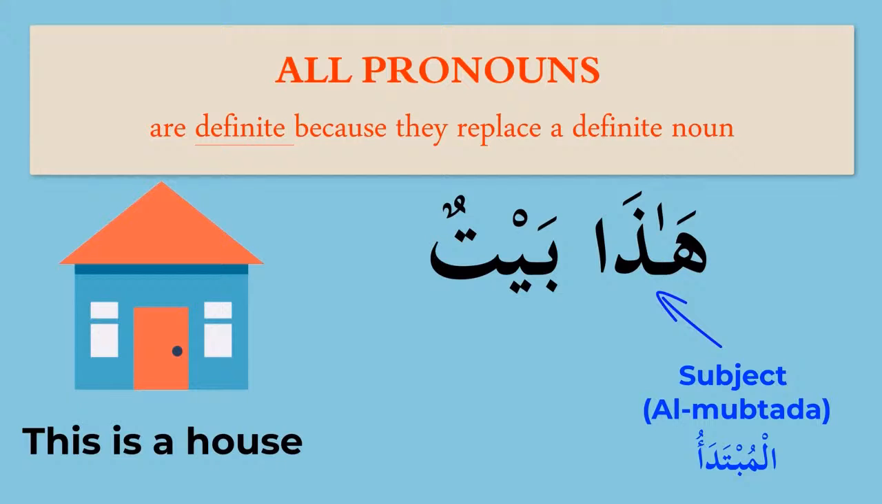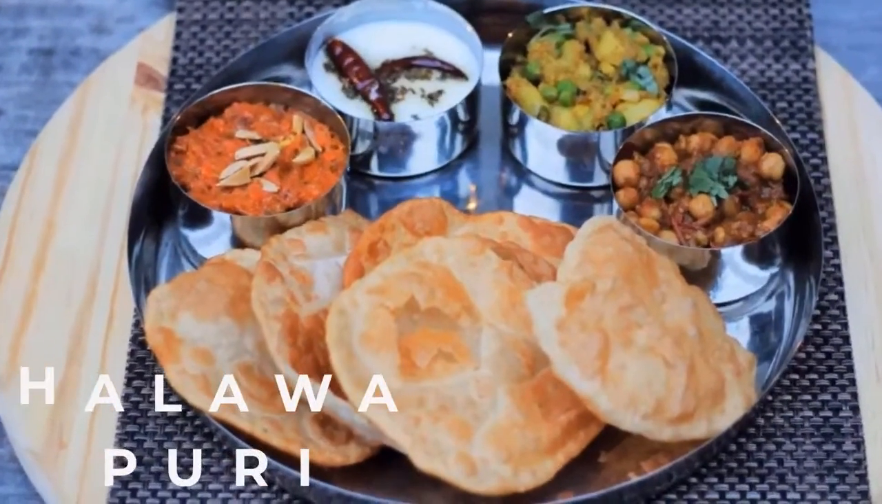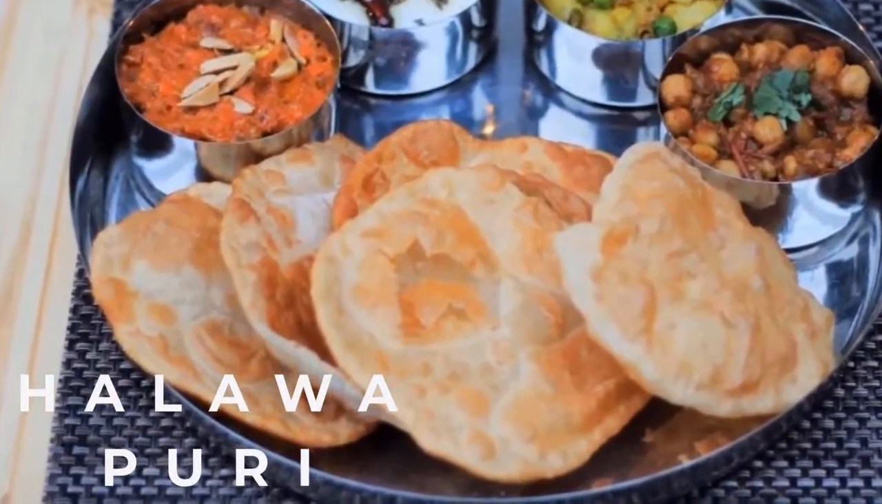Okay, fine. Hatha baytun. So Hatha is definite, because we know mubtada has to be definite most of the time. What is Hatha? Mubtada. Where is the khabar? Baytun. But I told you this is all halwa puri. Now do you believe me? It is all halwa puri.